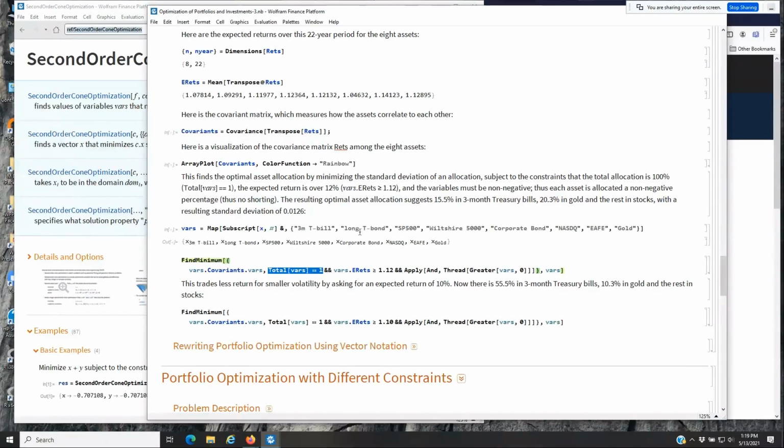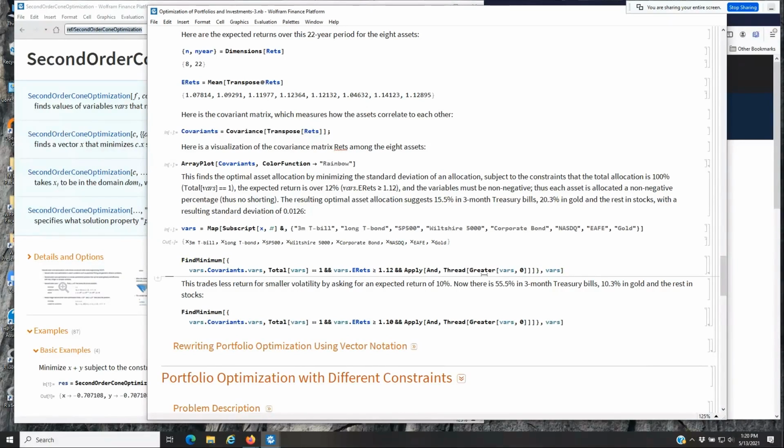Now, the other thing we want to do is specify some type of overall expected return. Let's say 12%. We've already got what the expected returns were. Here they are. But once I've chosen a particular allocation determined by the variables, then my expected return or profit is going to be given by this dot product, and it must be at least 12% or 1.12.